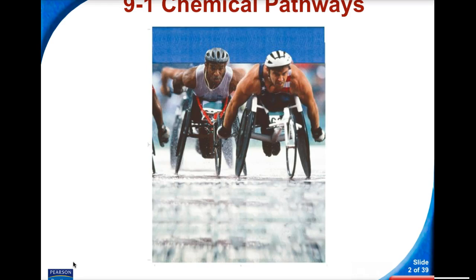As we go through the chapter, you'll learn about this very important biochemical pathway that is essential to all living things because it produces ATP and it produces some byproducts as well. So let's take a look at section 9.1, which talks about the chemical pathways.